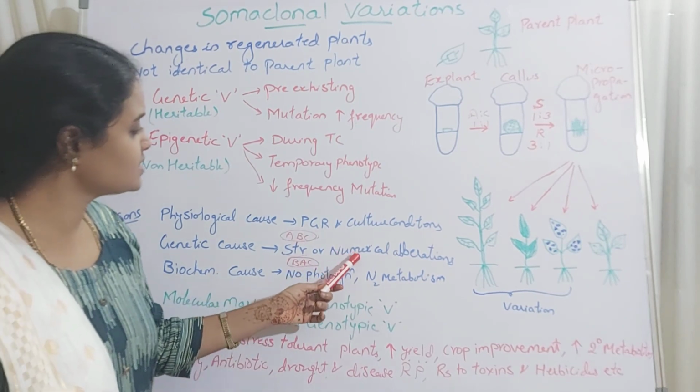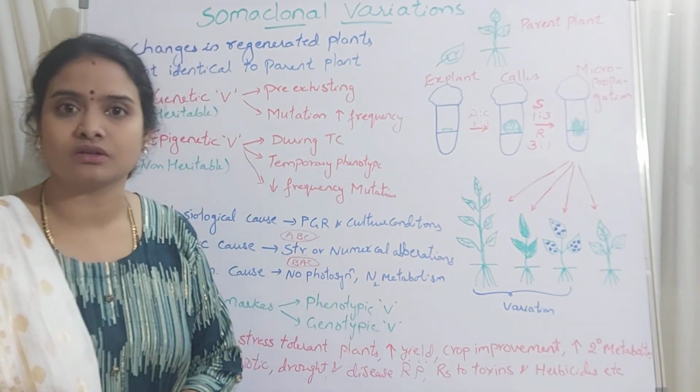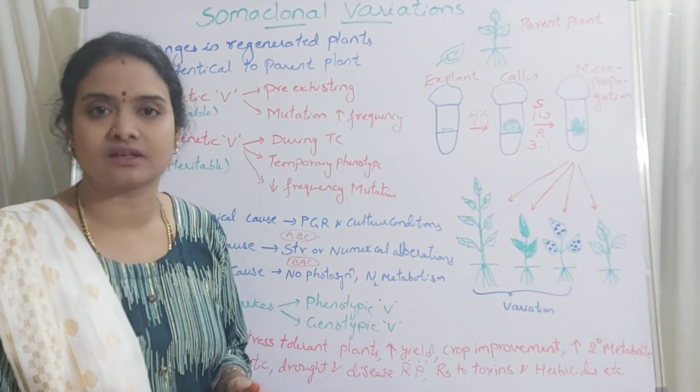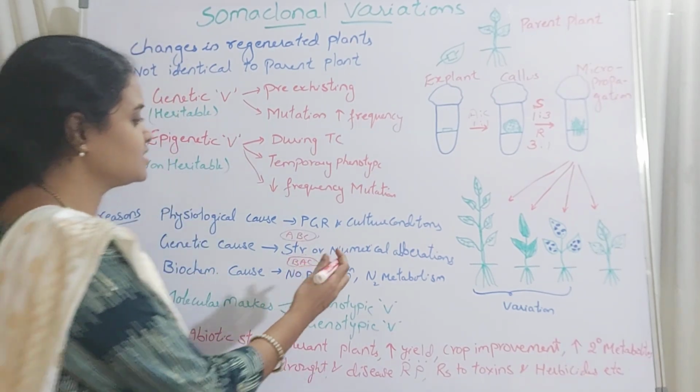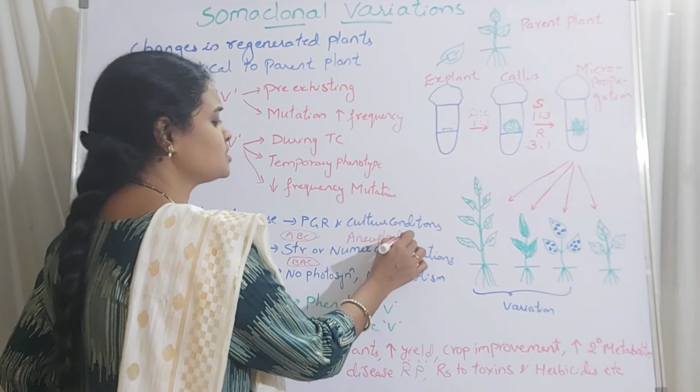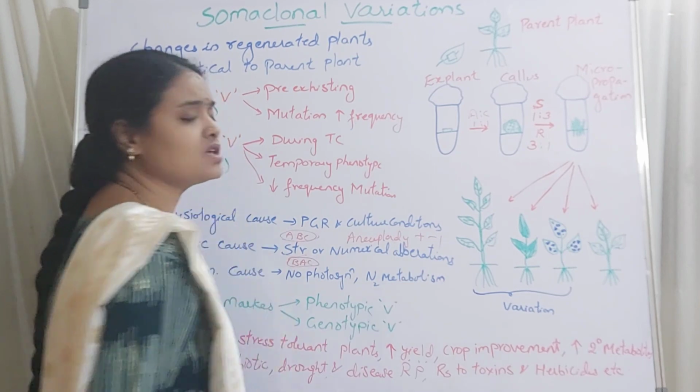In the other case, it is a numerical aberration where the number of chromosomes may increase or decrease, right? So that is the aneuploidy condition. In the aneuploidy condition, there may be plus or minus one chromosome.